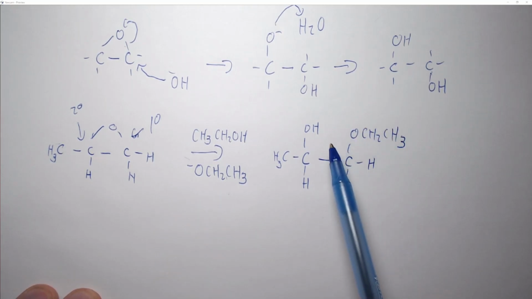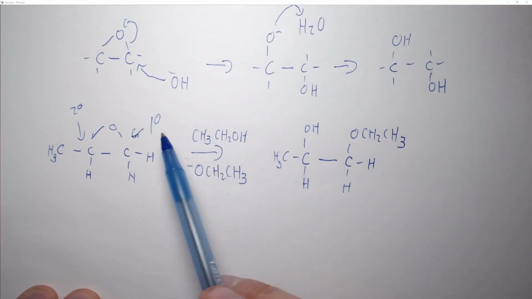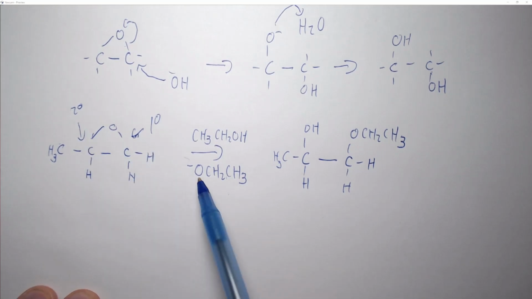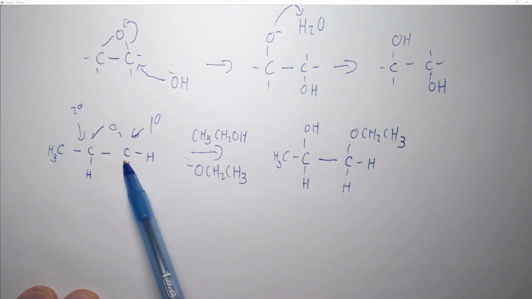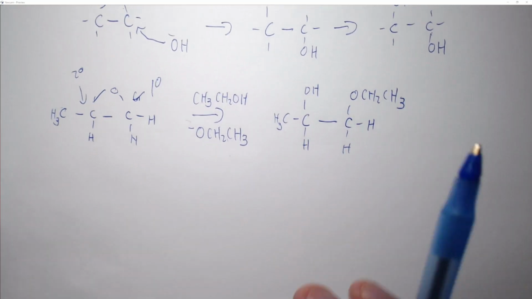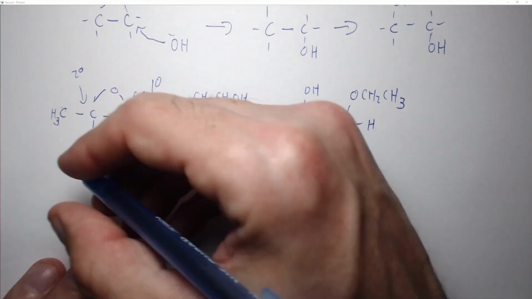So what we need to be aware of is which side the attack is going to occur on. And in this case, between primary and secondary, we get a predominant product of the primary attack, as we talked about before. So let's look at another type of nucleophile, and this one is a Grignard.